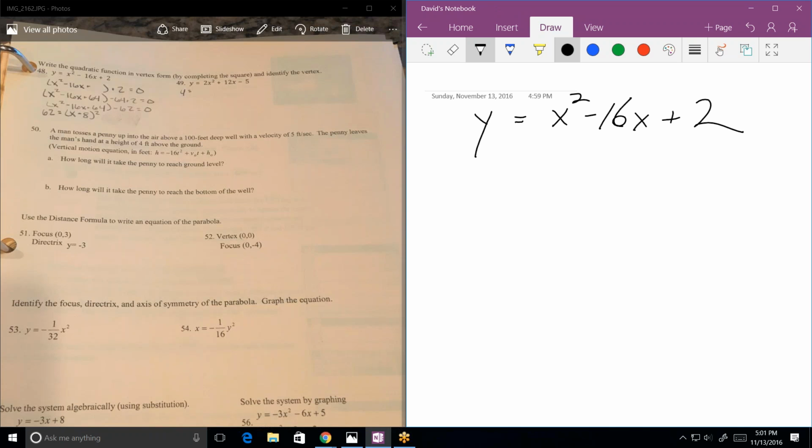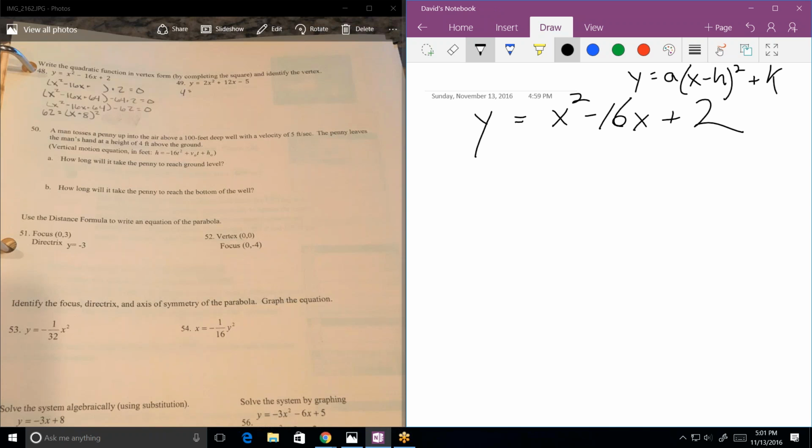In other words, what's the standard format for vertex format? Y is equal to a times x minus h squared plus k. So we're trying to get it into that format. If we were trying to solve it, then we might set it equal to 0. But all we're trying to do is get it into this vertex format so we can identify h and k.